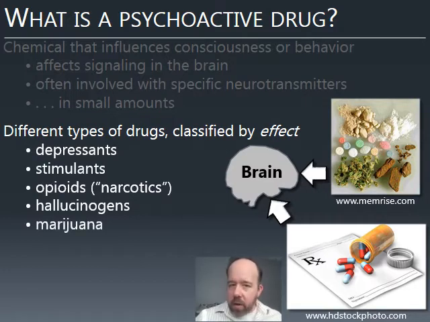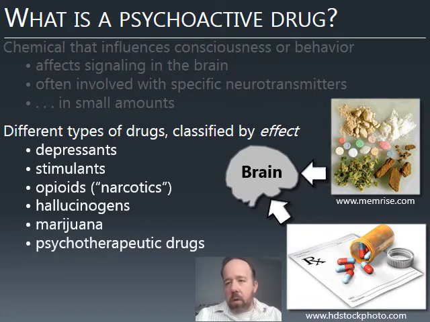Marijuana, another interesting one, and of course, here in Colorado, we are more aware recently of marijuana's legal status, of potential medical uses, for example. And so marijuana gets its own category. Some sources will put it in with the depressants, but it has some non-depressant effects. So we're separating it out here.